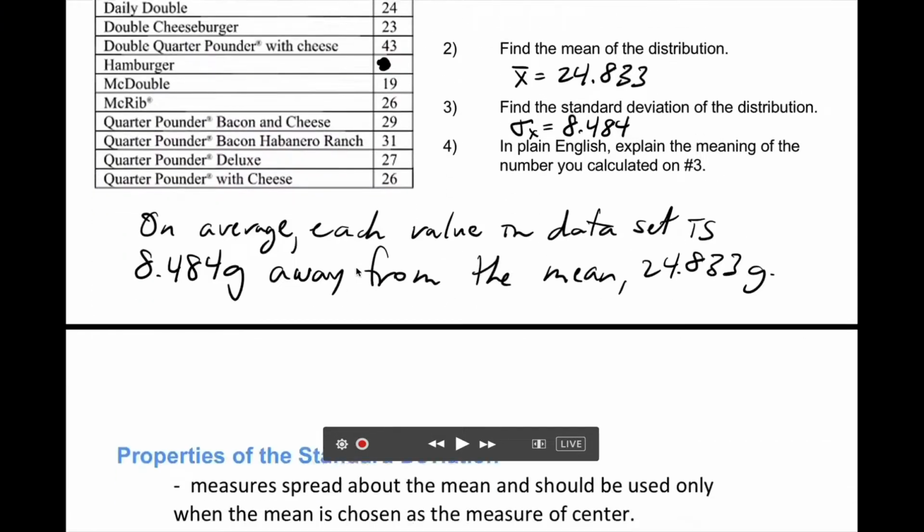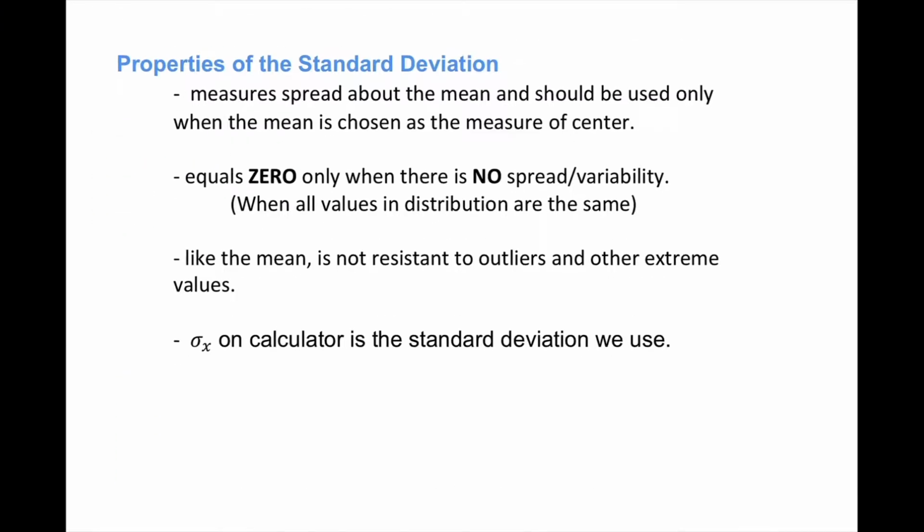So the properties. These are multiple choice questions waiting to happen right here. A lot of the multiple choice questions won't be things you need to add or subtract or use the calculator. It'll just be things that you either know or you don't know. Okay? These are the types of stuff. On the group test, yes. On the individual test, no.